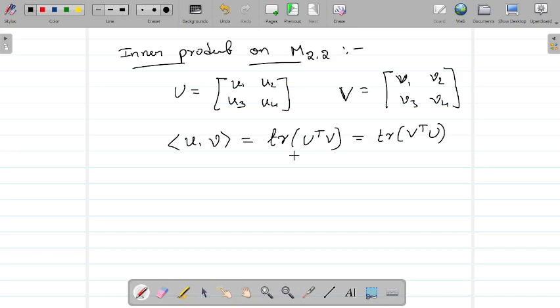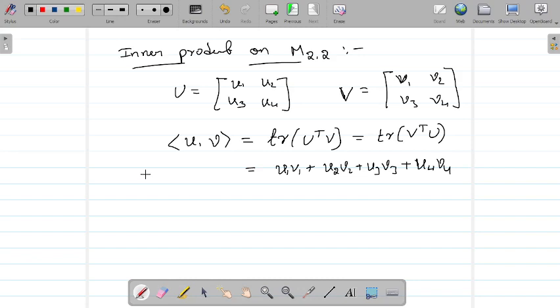Can you see that this is nothing but U1 into V1 plus U2 into V2 plus U3 into V3 plus this. Okay, if you have a confusion, we can do it. Just write the trace of this: transpose of this matrix U transpose into V, so that is U1, U2, U3, U4 multiplied with this matrix V, V1, V2, V3, V4.